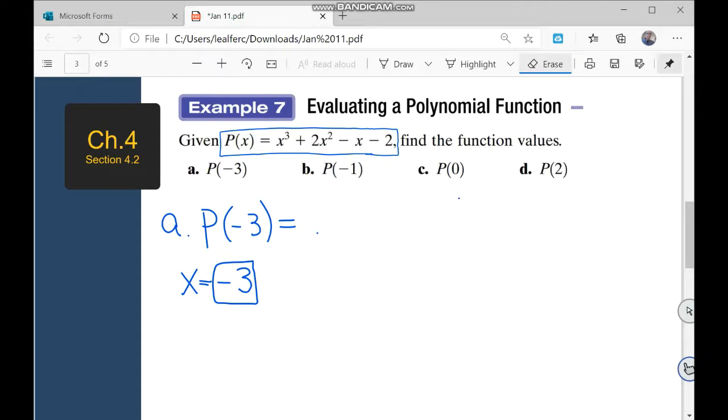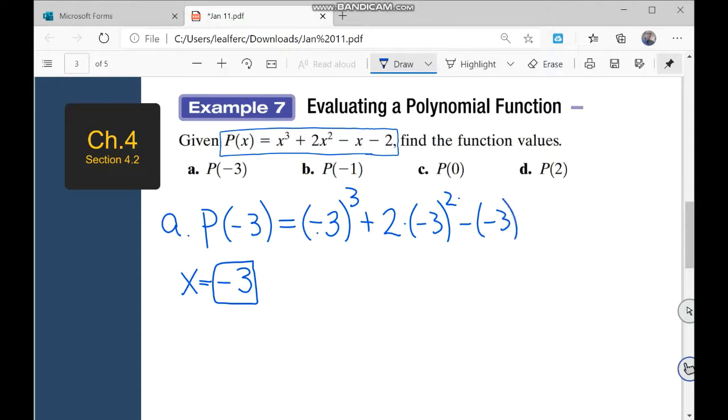Let's find p of negative 3. You have x equals negative 3, so you substitute. Whenever you find x in the expression, you change it into negative 3: negative 3 cubed plus 2 times negative 3 squared minus negative 3 minus 2.